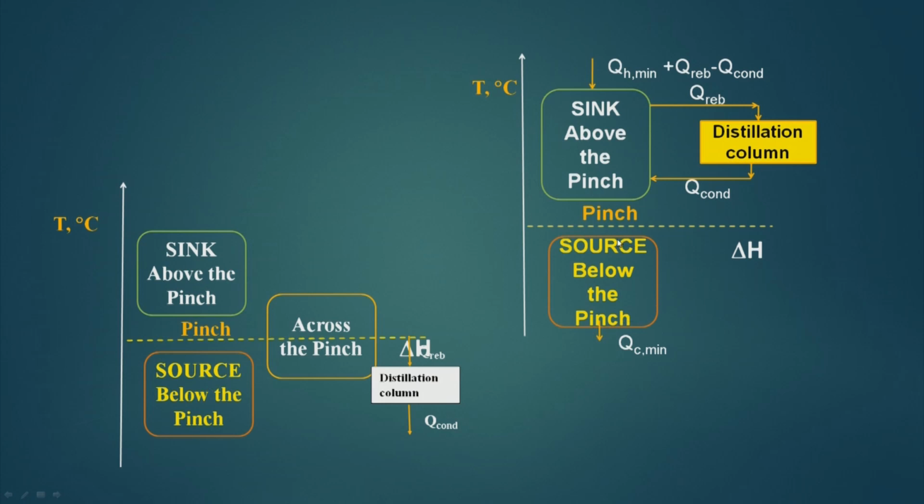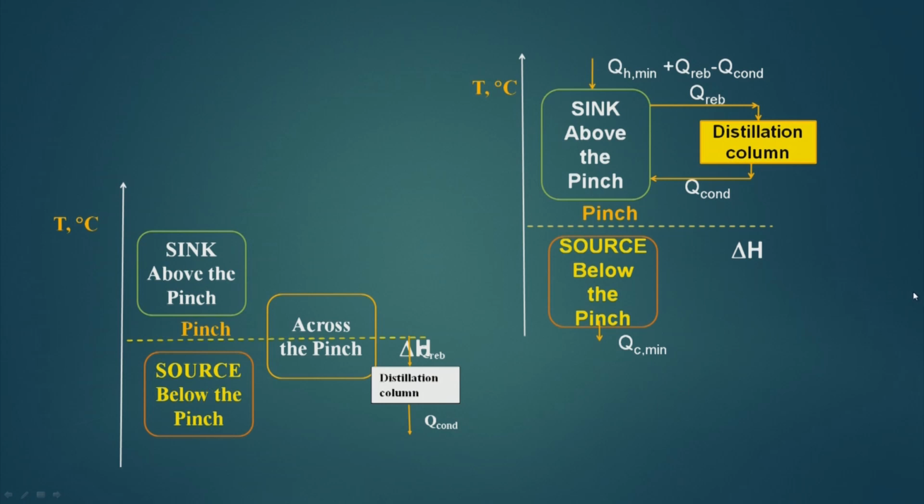Whereas, below the pinch area, QC minimum is rejected to cold water. So, it is not changing. When I am integrating this distillation column above the pinch area, this is only affecting the hot utility consumption and it is not affecting the cold utility consumption.